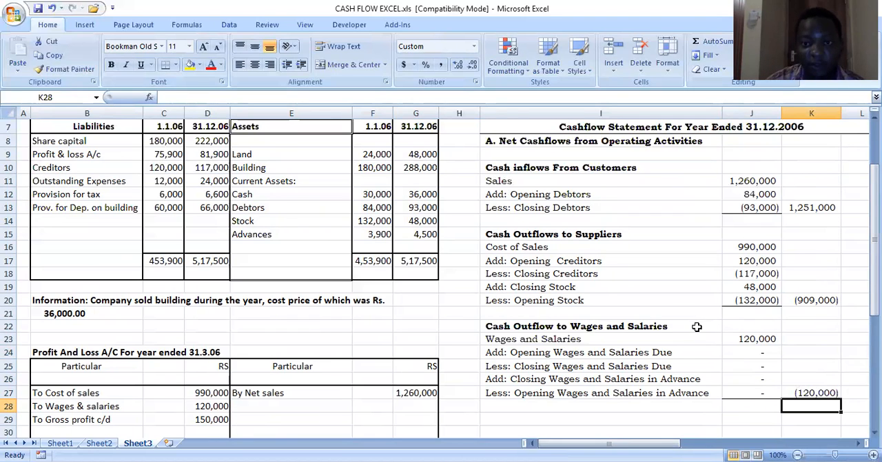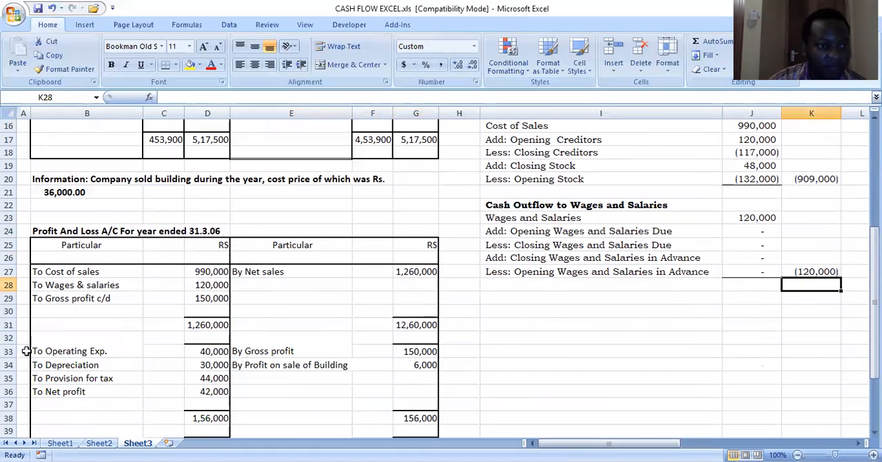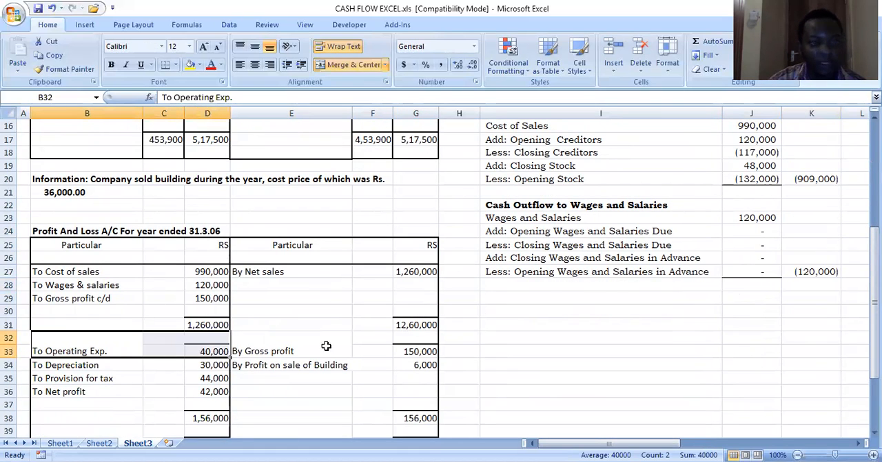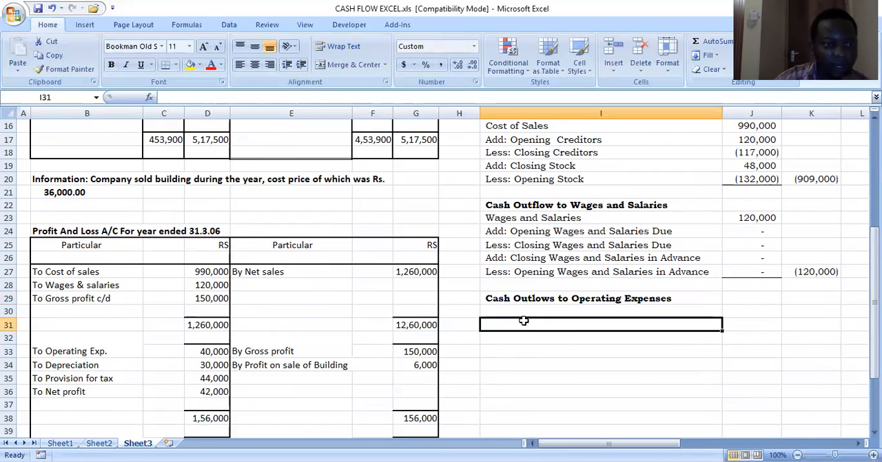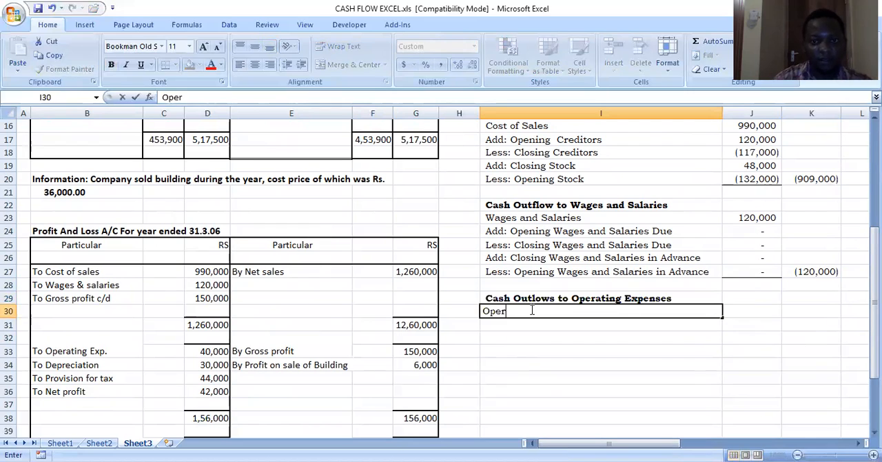And then we have the other item, cash outflow to operating expenses. In this case, we have the operating expenses themselves.